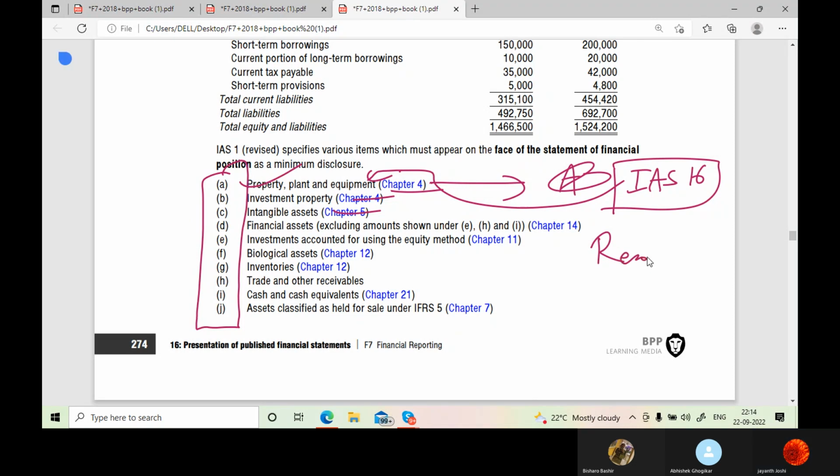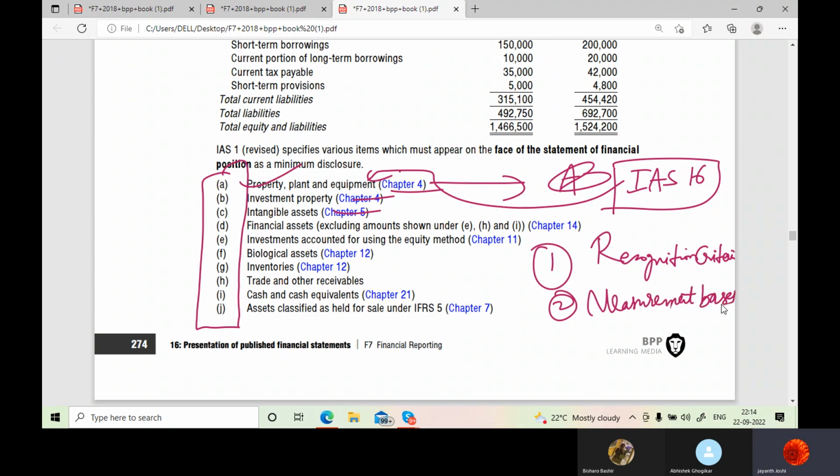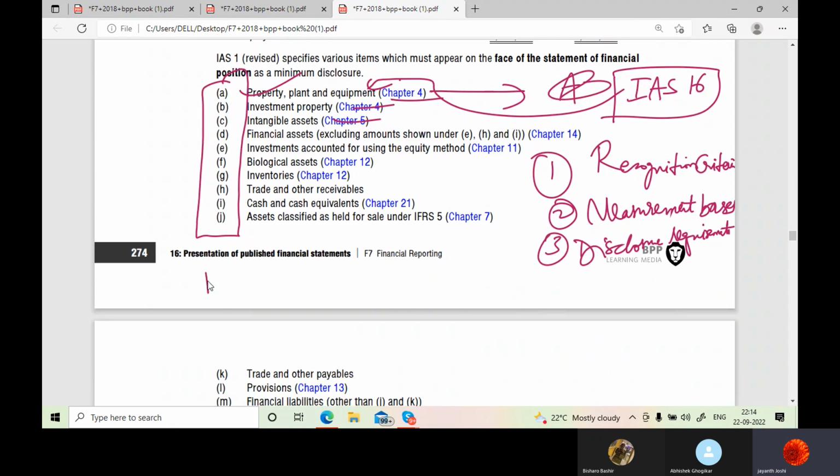So I would write criteria. Every standard generally teaches or guides you these three things. First one, recognition criteria. Second one, measurement basis. Third one, disclosure requirements. For example, property, plant and equipment.